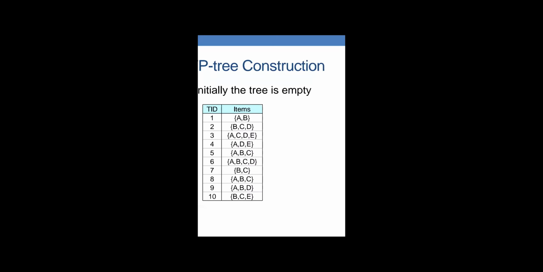Initially the tree is empty, so we represent it as null. So you have the transaction data set of 10 transactions, and using these 10 transactions we construct the FP tree. Initially the tree is empty, that means no items are in the tree, which we simply represent as null. The first transaction is AB. Only the items A and B were purchased in the first transaction.